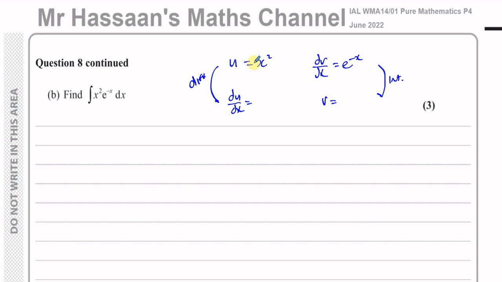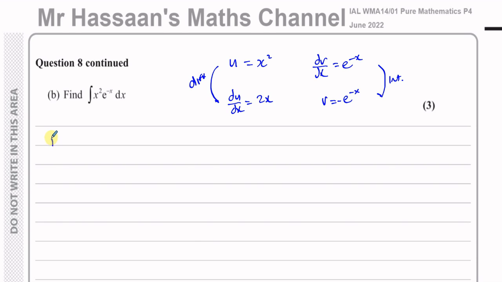So u is x squared, dv dx is e to the power of negative x, du dx is going to become 2x, and when you integrate dv dx it will become v, and that's e to the power of negative x divided by negative 1. You have to divide by the differential of what's inside the function. So e to the power of negative x integrates as e to the power of negative x, it doesn't change, but then you divide by the differential of what's inside the function, so you end up with negative e to the power of negative x.